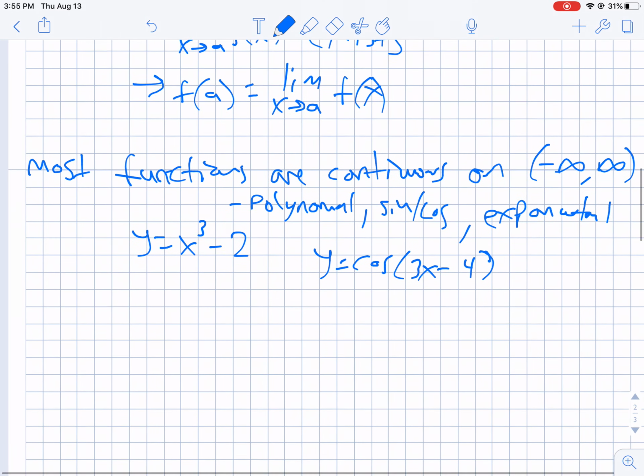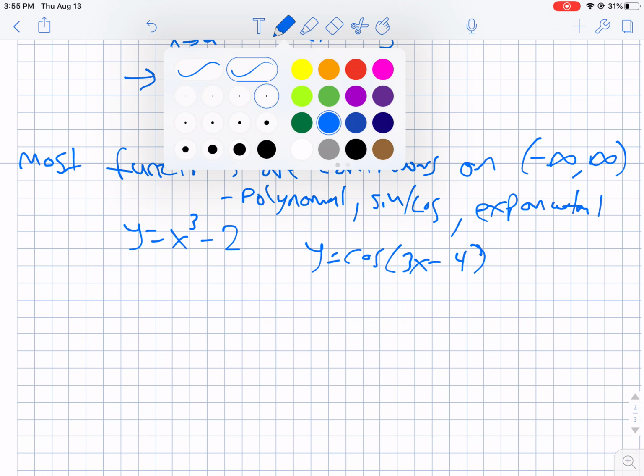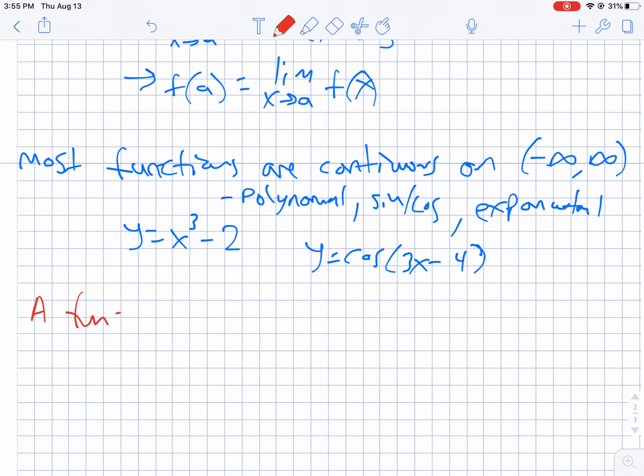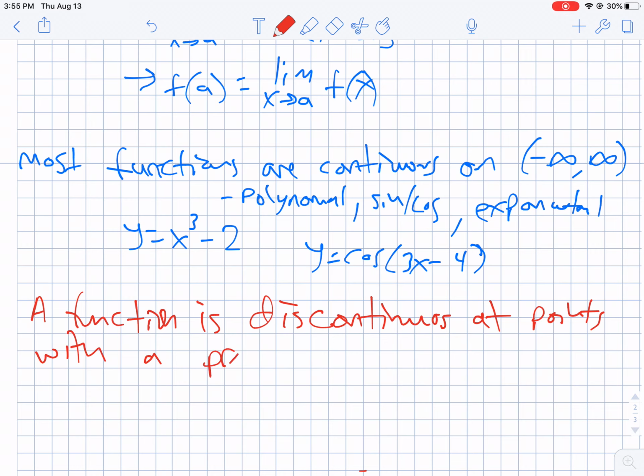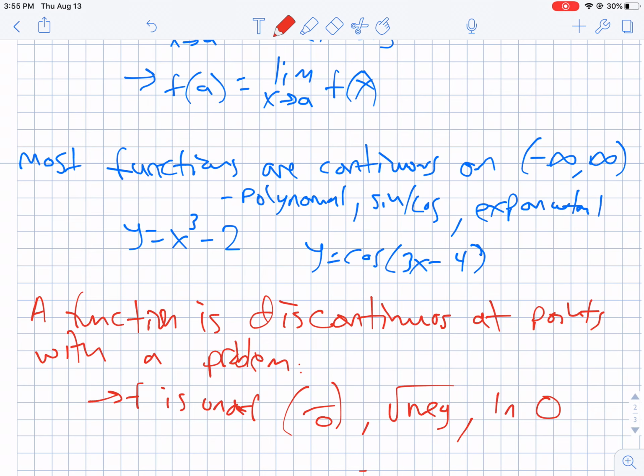Okay, so a function is discontinuous, I'll do red for bad. So a function is discontinuous, just giving an equation, at points with a problem. And what I mean by a problem is like your function is undefined. So that could happen where you have a divide by 0, or you have the square root of a negative number, or you have the natural log of 0. So those are kind of the issues where a function might not be continuous.